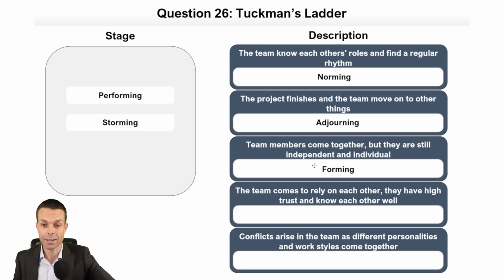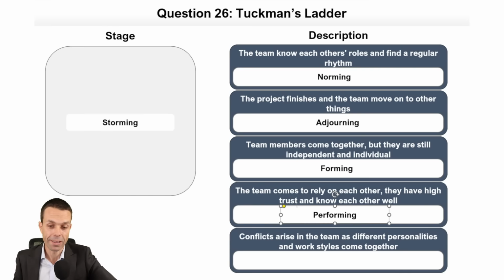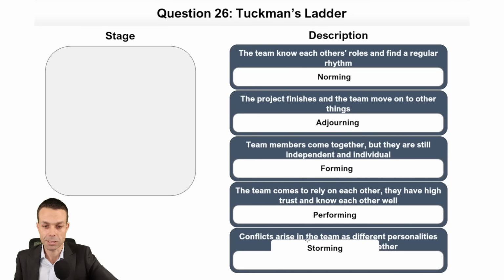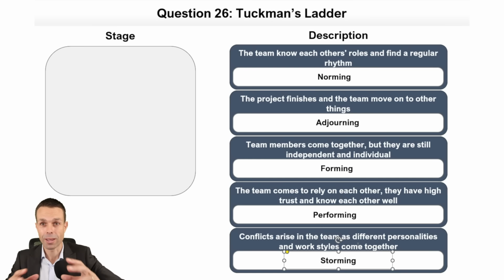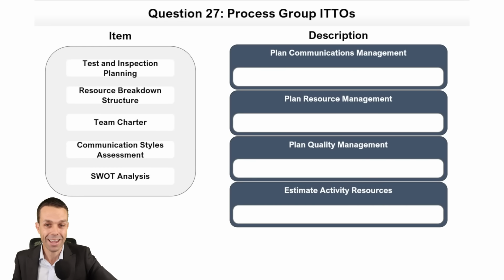They're forming a new team. The team comes to rely on each other and they have high trust. And when you have high trust, you can get things done faster and better. Basically, they are performing. That's the best stage to be in. And lastly, but not lastly in the actual process of things, but just as a description, storming is when conflicts arise in the team and different personalities are trying to figure their way and where they fit and what their roles are. And so we're storming through those items. Let's quickly check. And there it is, Tuckman's Ladder, page 166, PMBOK Guide 7th edition. Wonderful stuff, guys. Absolutely excellent.